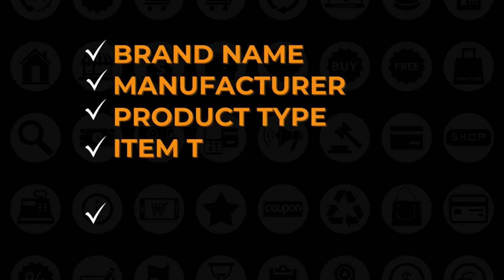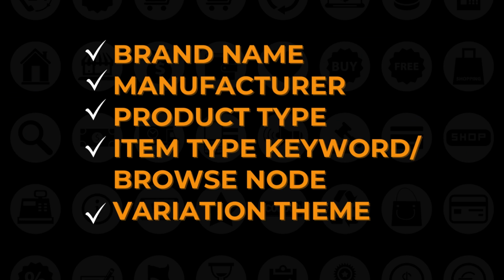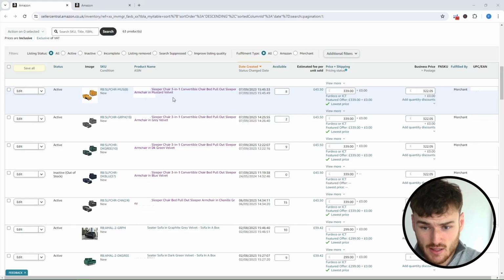Product type, item type, keywords or browse node, and variation theme. You want to make sure those are matching, or when creating the variation manually, it won't work. Find one of your products. In this case, we're going to use the mustard velvet sofa bed.